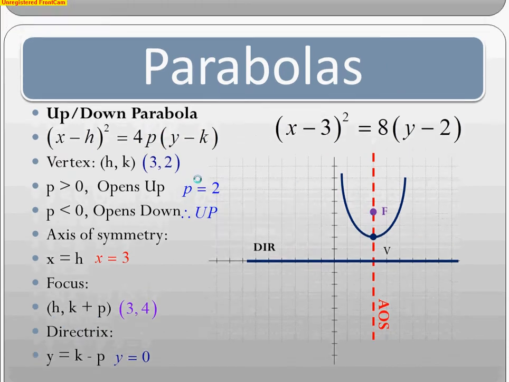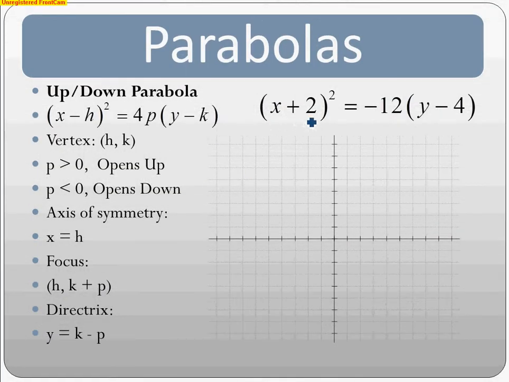All right, let's look at the next example. Here we have (x plus 2) squared equals negative 12(y minus 4). Because we see plus, a lot of times, again, people like to think opposite, because x plus 2 is the same as x minus a negative 2. So we know that x minus h, so that h has got to be negative 2. And this is already of the form y minus k. So we're going to have (negative 2, 4), and we plot our vertex right there.